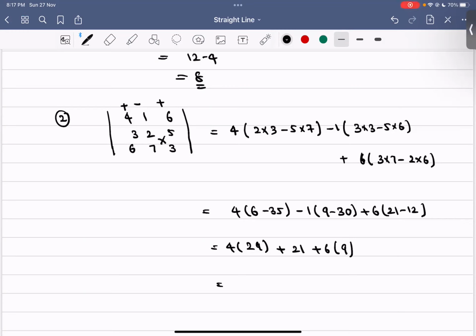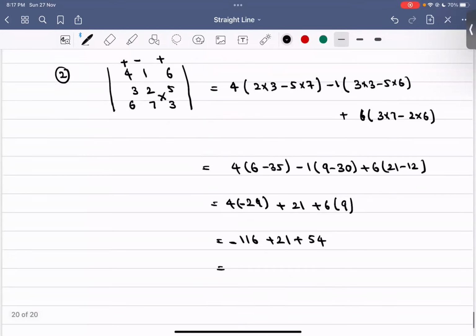So what is 29 times 4? 116, right? It will be minus 116. Sorry, minus 116. This is minus 29, plus 21, and 6 into 9 is 54. Now, what is the final answer? Minus 116 plus 75. Tell me what is the final answer? Minus 41. Is this correct? Yes, sir. This is the determinant. Clear?